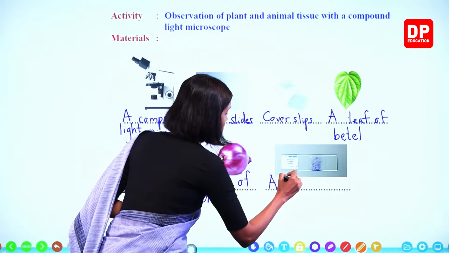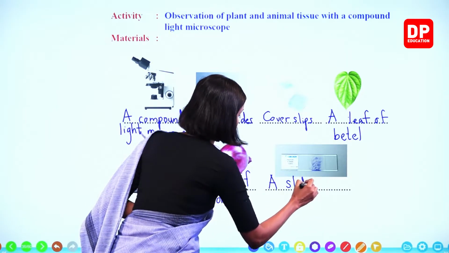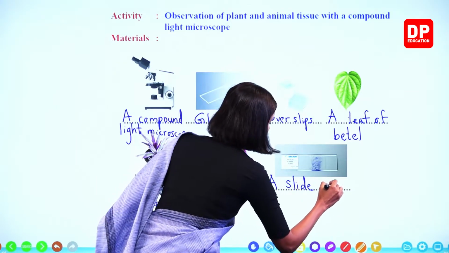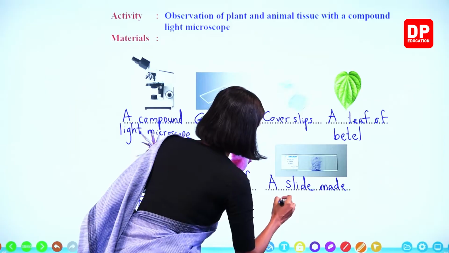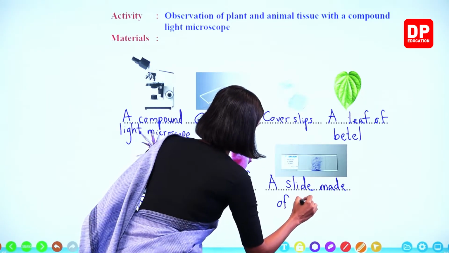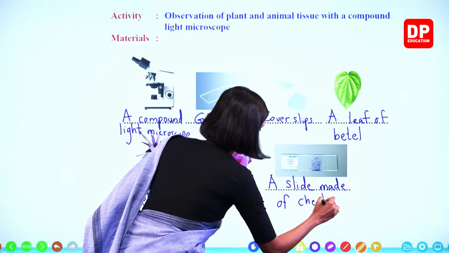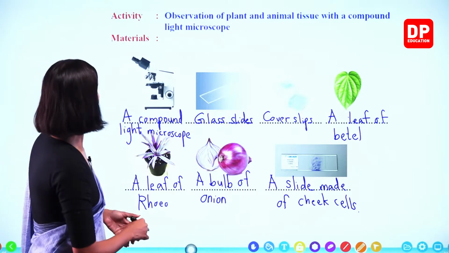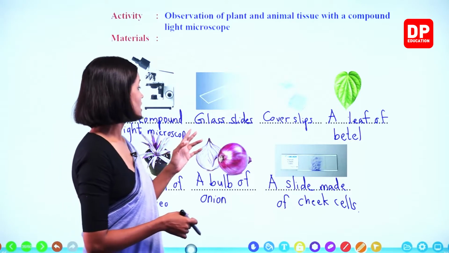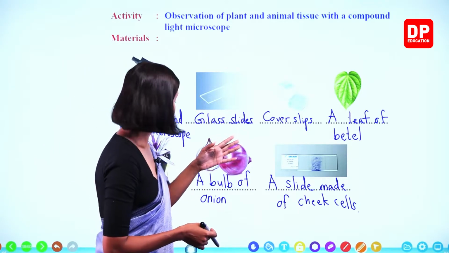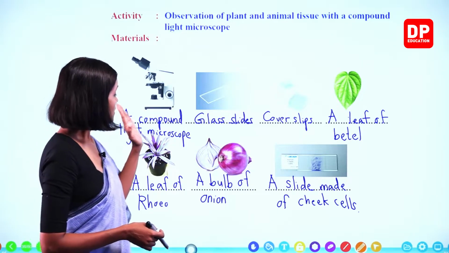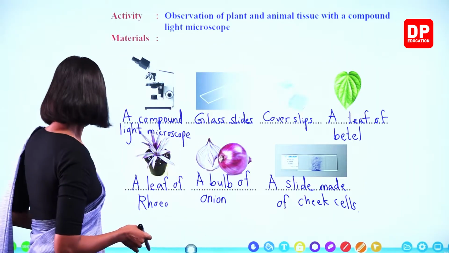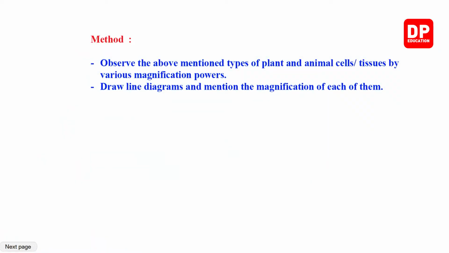A slide made of cheek cells. Right? A compound light microscope, glass slides and cover slips, leaf of betel and a leaf of royo, a bulb of onion and a slide made of cheek cells. Right? What to do here? What do we have? Method.